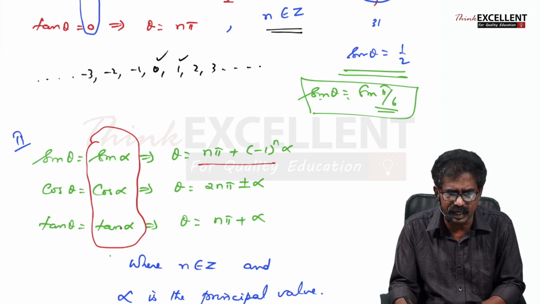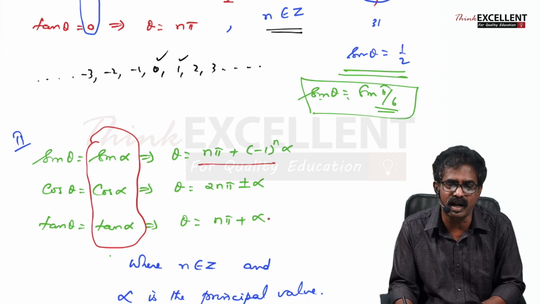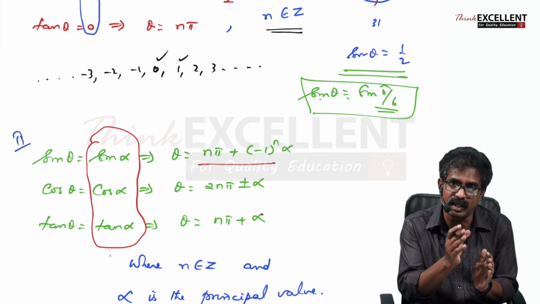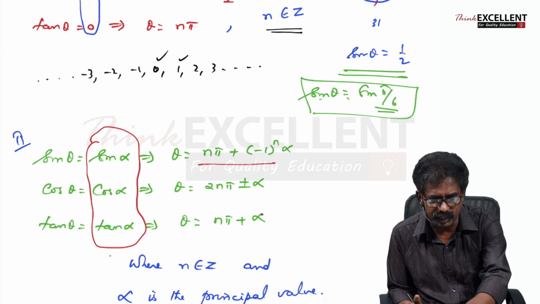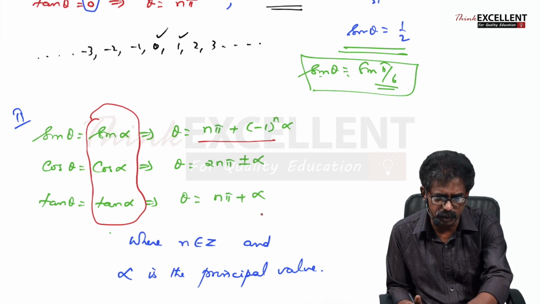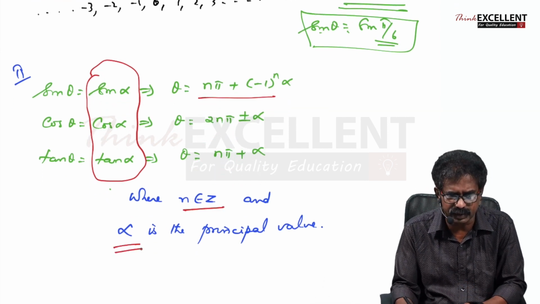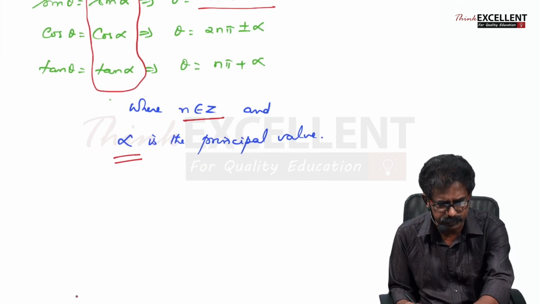Tan theta equal to tan alpha, theta equal to n pi plus alpha. So these are the formulas. Please learn this. So when to use the first set? If the right side value is 0. When the right side values are not 0, you have to use the second set. Okay, study these formulas so that when you go for trigonometry, it will be easy for you. Where n belongs to z, like what I said earlier, and alpha, as already said, is the principal value. This is one set of results you need.